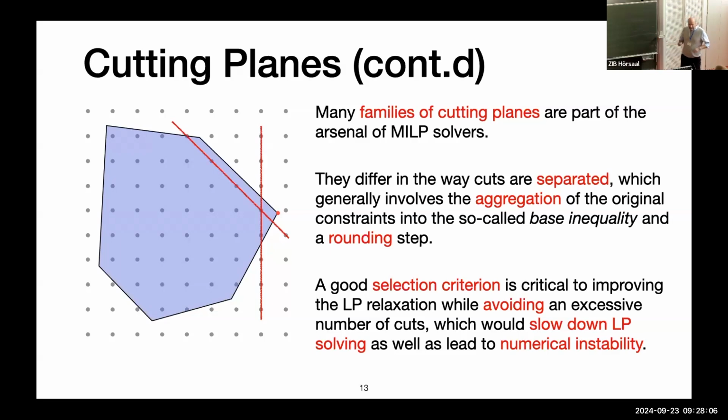There are many ways of doing this. Pretty much everything in the solvers is based on aggregating the original constraints, obtaining a so-called base inequality, and applying some sort of operation to the base inequality in order to get a cut. You may end up with a large number of cutting planes, and then you have to do cut selection, finding the ones that you really want to add to the LP relaxation. Otherwise, if you add too many of them, the LP is going to be slow, and at the same time you can encounter numerical instability.